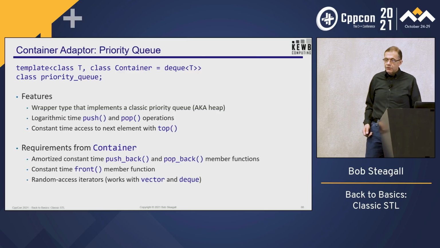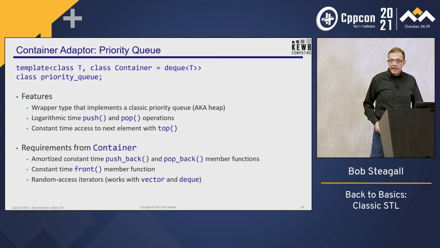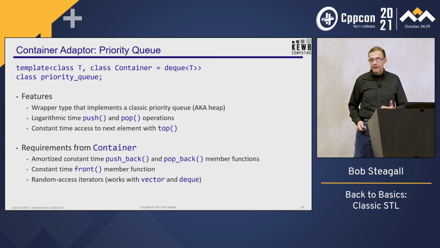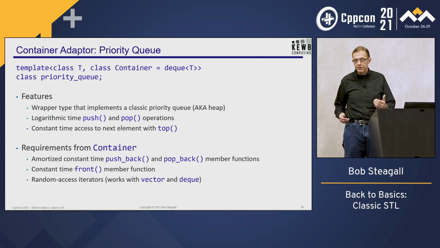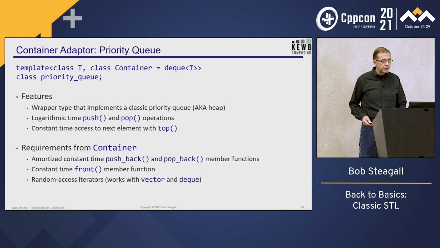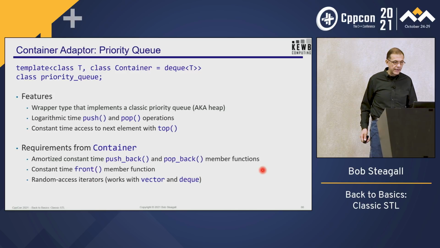You have priority queue, which implements a classic heap data structure. It has logarithmic time push and pop, but it has constant time access to the next element in the sorted sequence with its top operation. And it's implemented in terms of containers that provide random access iterators, vector and deque.